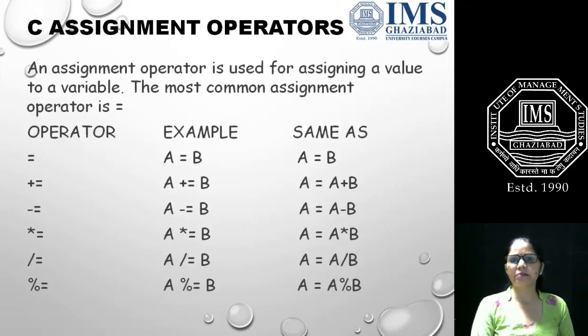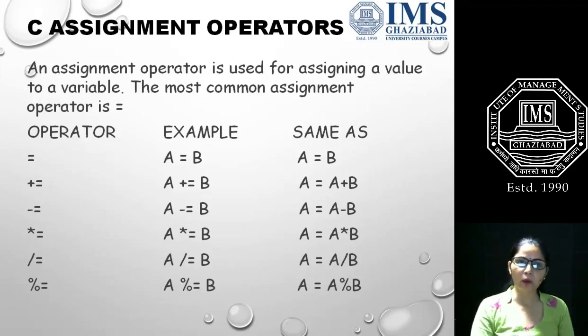Then we have the assignment operator. A is equal to B means the value of B is assigned to A, or the value of A is the same as that of the value of B.